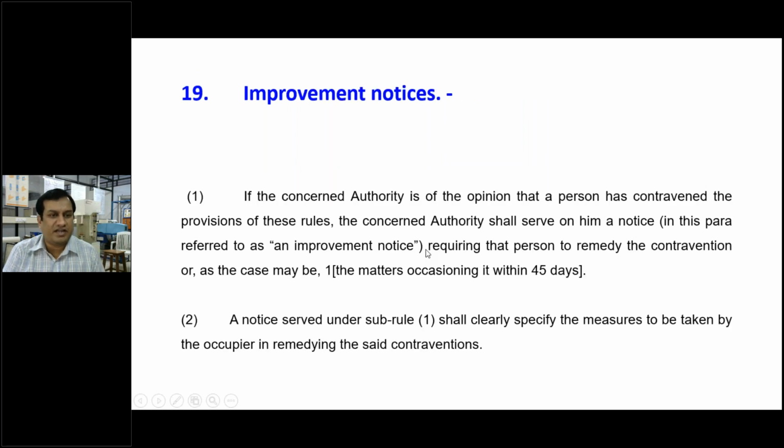Then rule number 19 is improvement notices. So if there is a change, or any improvement in activity, then you have to take notice and submit the information to the concerned authority. That is the improvement notices.